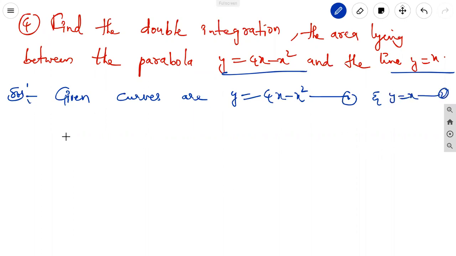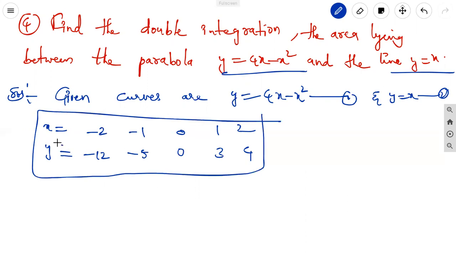Here, for the parabola equation, if x equal to minus 2, minus 1, 0, 1, 2, then y is: minus 2 gives 4 twos are minus 8, minus 4, that is minus 12. Minus 1 gives minus 5, 0 gives 0, 1 gives 3, 2 gives 8 minus 4, 4. This is the curve equation. Another one is the straight line. We can draw the curve.